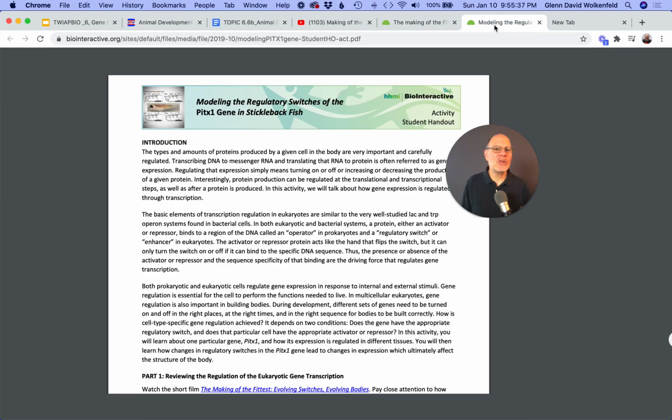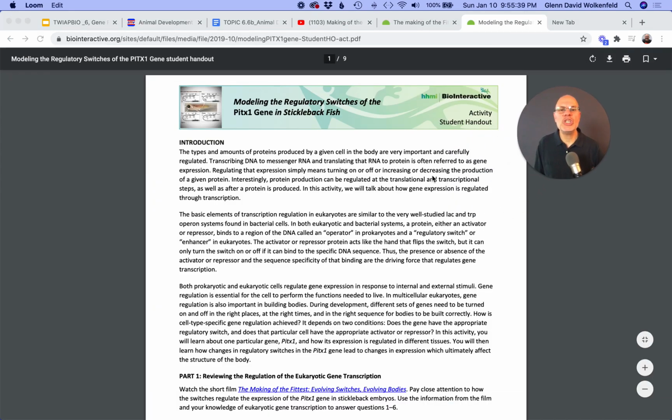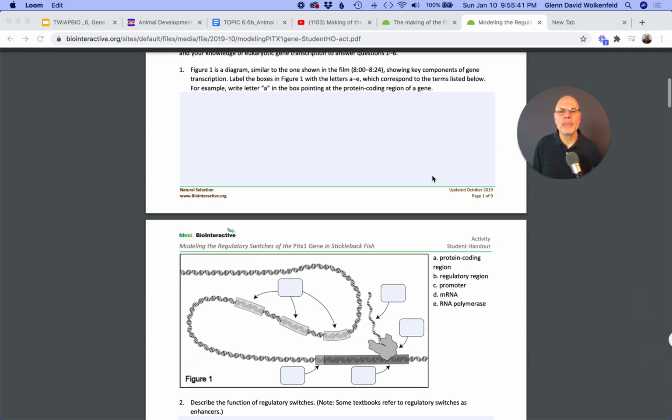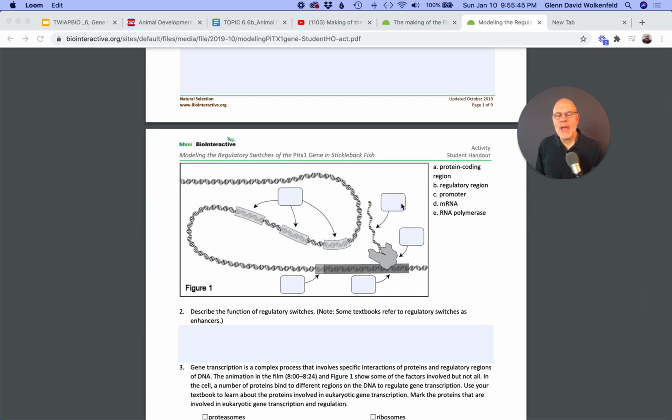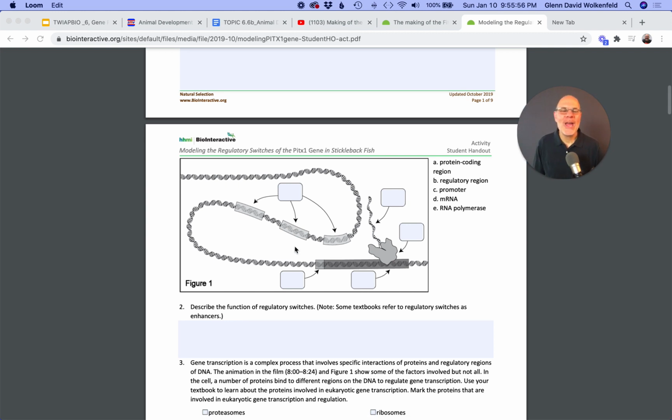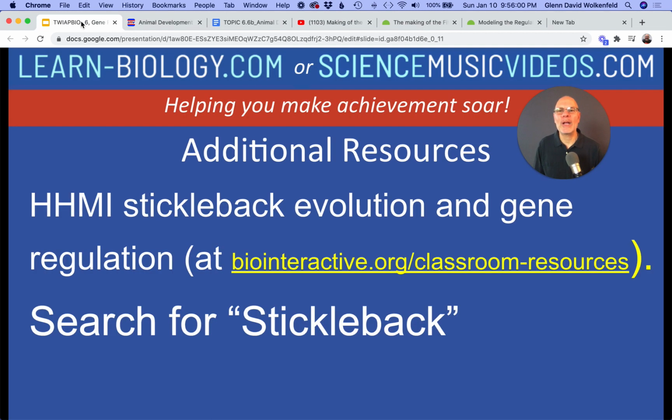And then there's another great activity that involves gene modeling, where you look at all the different genes, you look at which regulatory genes are on, which regulatory genes are off, and how that controls whether the gene is going to be expressed, for example, in the mouth or in the pelvic region. So anyhow, can't recommend HHMI highly enough, and I totally recommend that you do that.